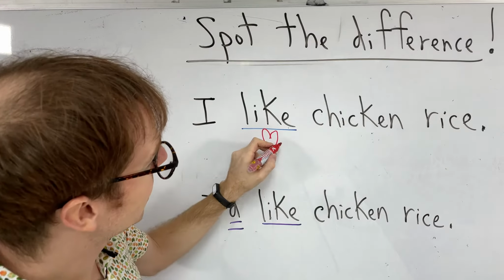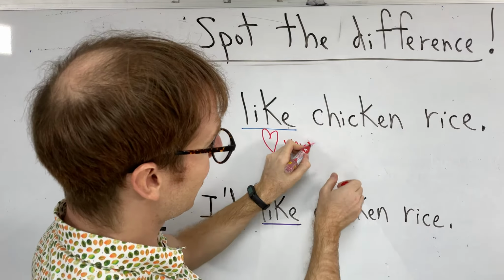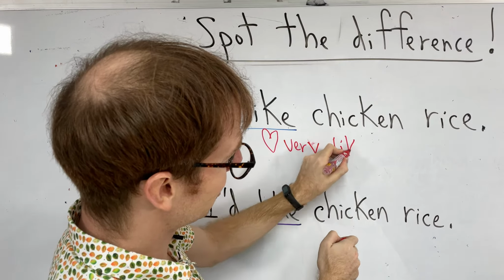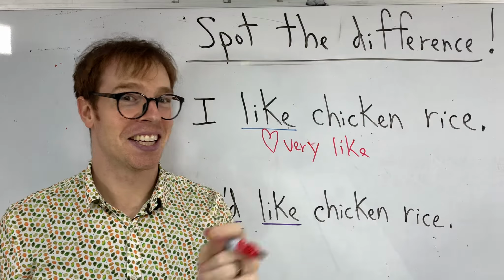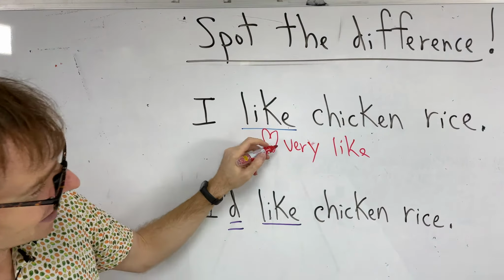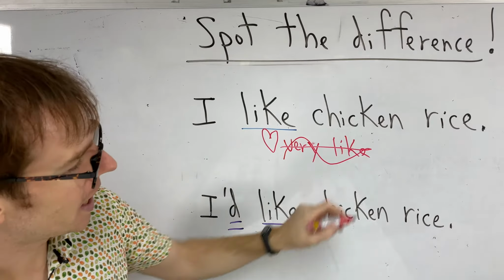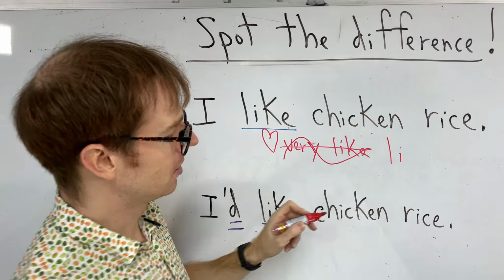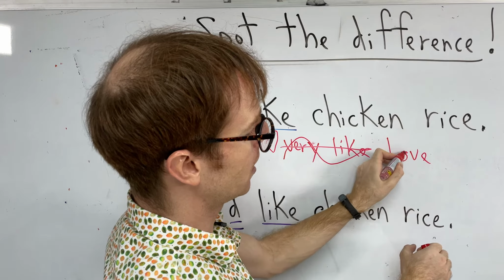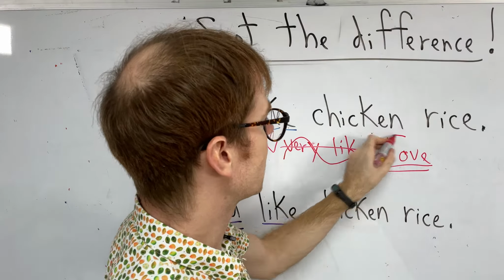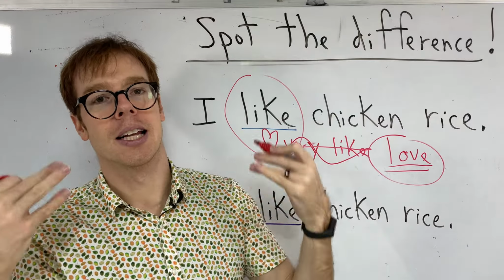Some students tell me, "This one, my favorite. I very like chicken rice." That one's all right? Actually, no. Very like, we don't use in English. We always use love, not very like. I love chicken rice. I like chicken rice. That's one way to use the word like.